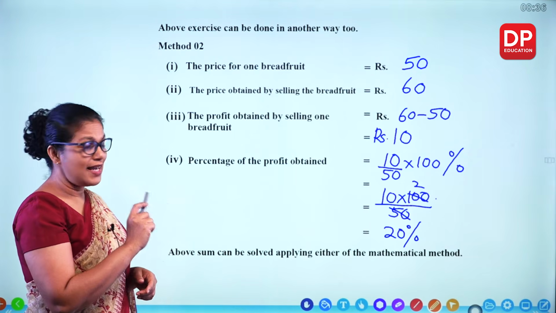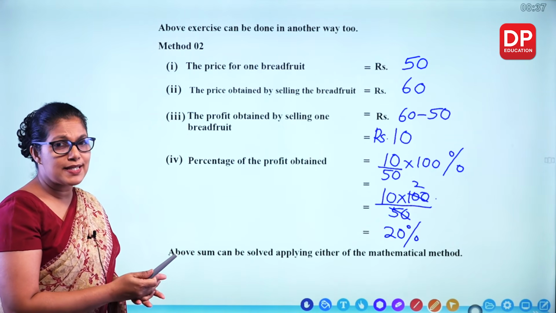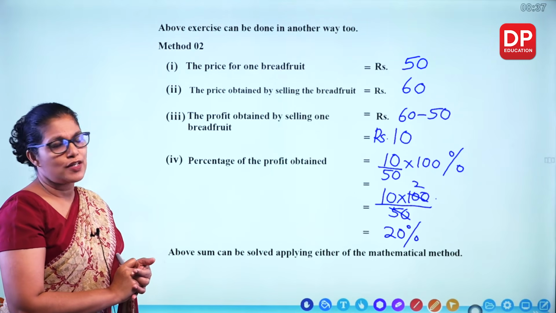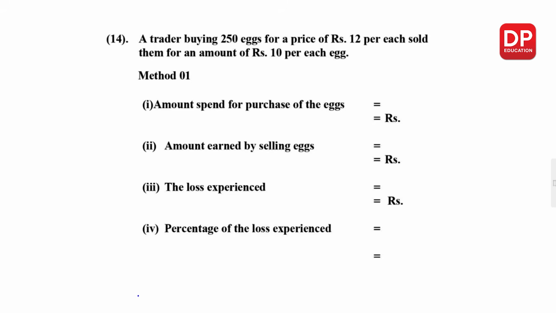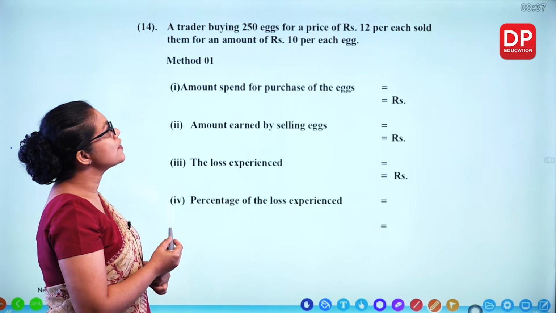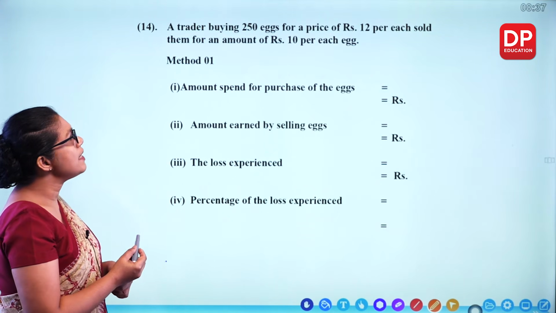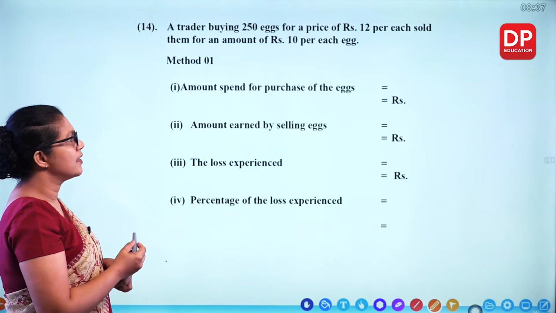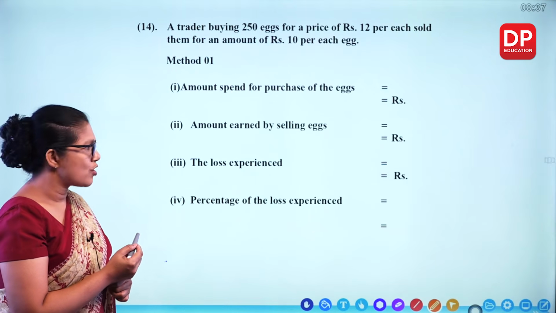Now you can see we can either take the whole lot at once and calculate the percentage profit, or take one and find out the profit. You get the same answer. Look at this one. A trader buying 250 eggs for a price of 12 per each sold them for an amount of 10 per each. Is this a loss or a profit? Selling price is less. So this is about loss.